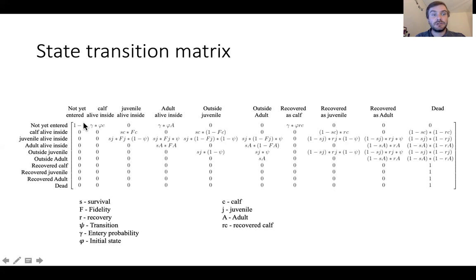So if an individual enters the population, depending on what state the individual enters at, we have S, where the individual survives, F, the fidelity, and R, the recovery probability. So these move through. When individuals are recovered or they're already dead, they always remain dead, because we can't have them re-entering the population.